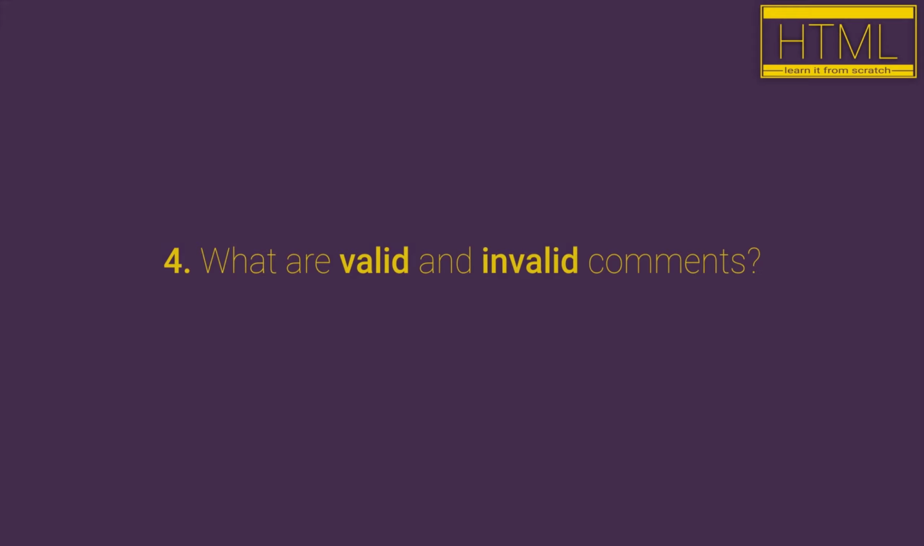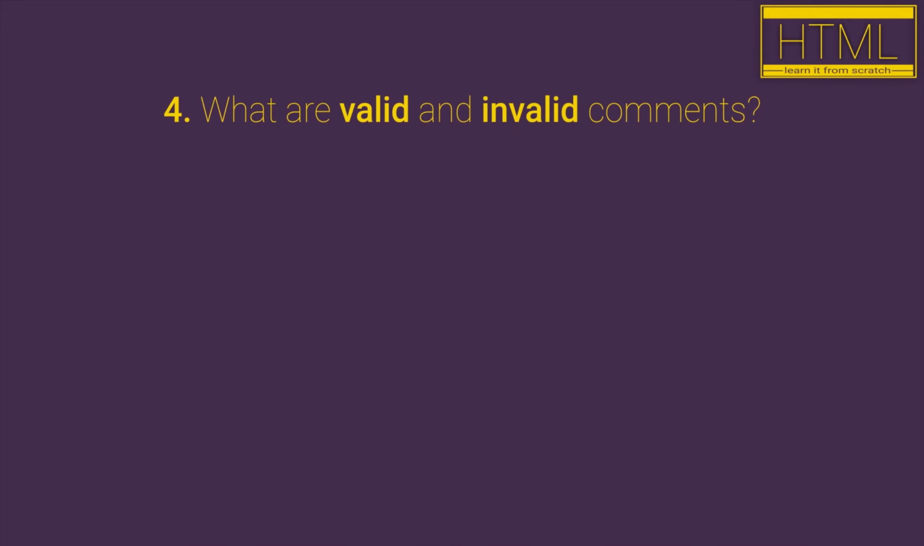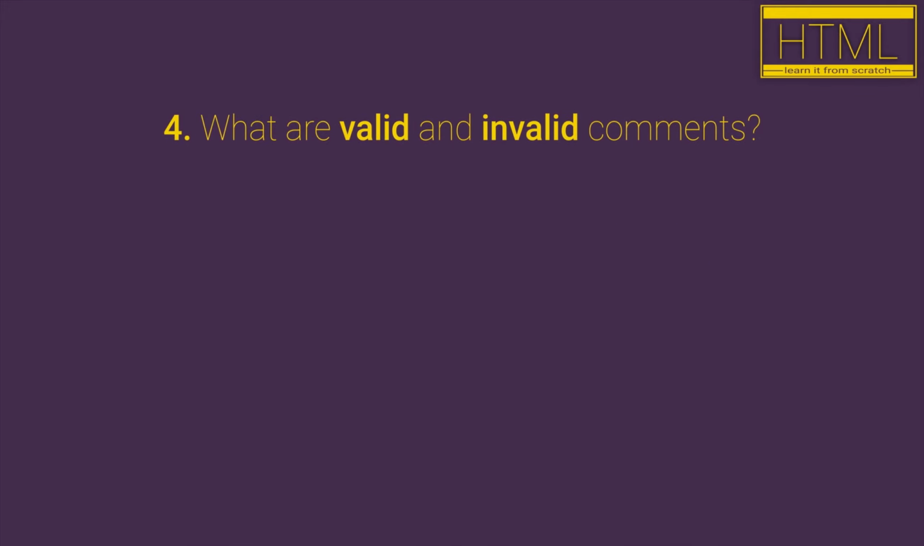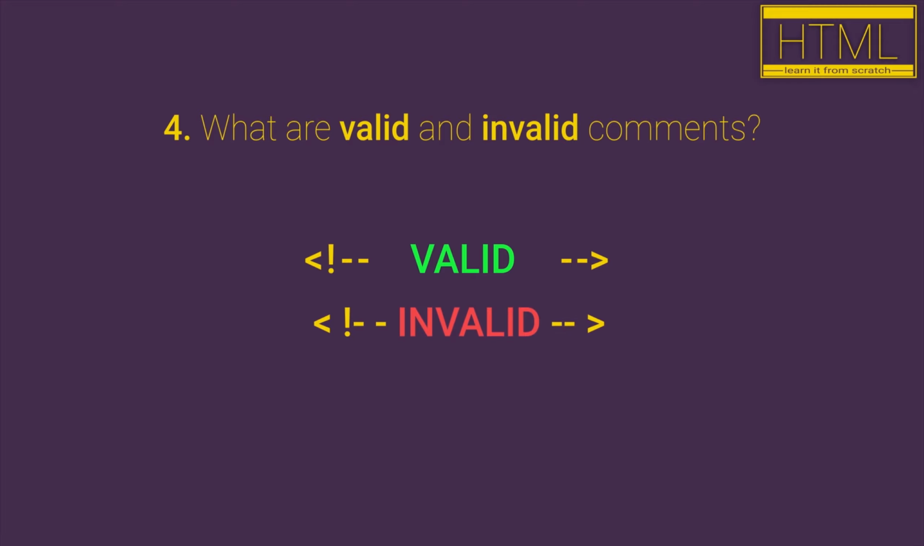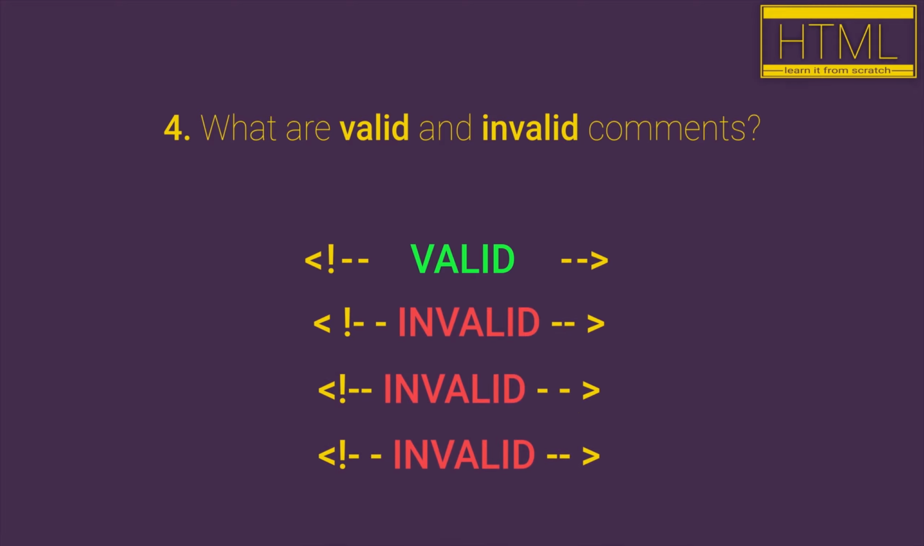And last, what are valid and invalid comments? Well, every comment that starts with less than sign, exclamation mark, dash dash, without spaces between them, and that ends with dash dash and greater than sign, also without spaces between them, represents a valid comment. All other comments that do not follow this rule are invalid comments.